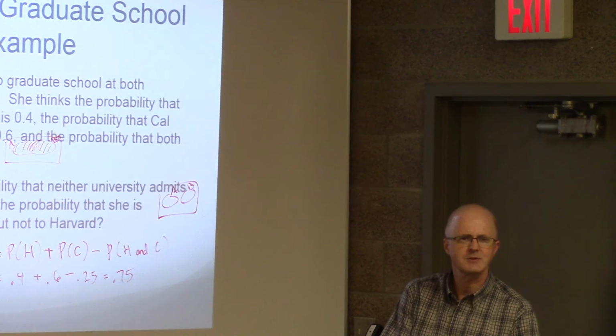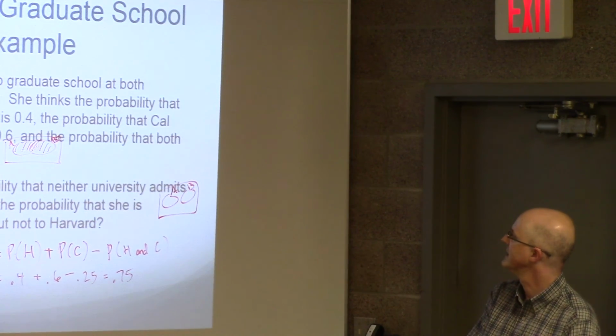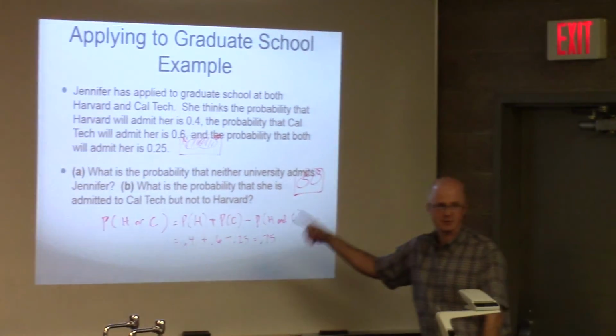Was it the answer to the other one too? Were they both 0.25? No, part B was 0.35. 0.35 for part B. Okay, 0.25, 1 minus that was the answer to part A.